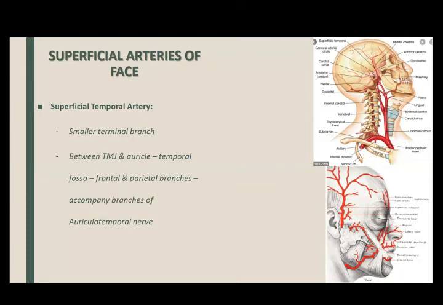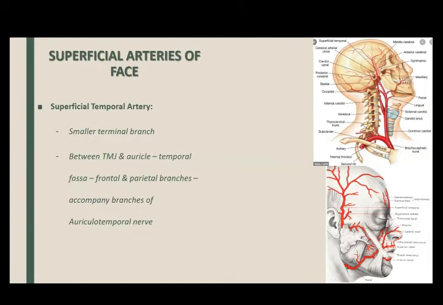Now, as it arises from the external carotid artery, it crosses the zygomatic arch. So it crosses the zygomatic arch and enters the temporal fossa. आपको पता है, this is the temporal fossa. It divides into two branches, an anterior branch and a posterior branch. We call them a frontal branch, because it goes to supply the frontal bone and the frontal sinus, and the parietal branch or the posterior branch.